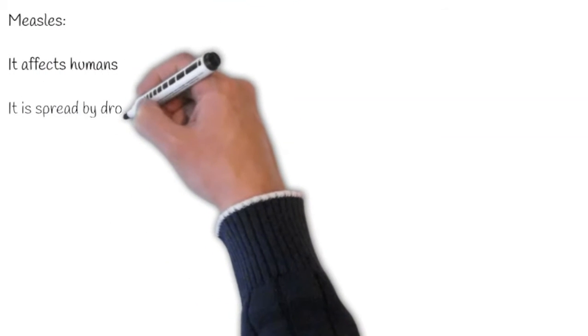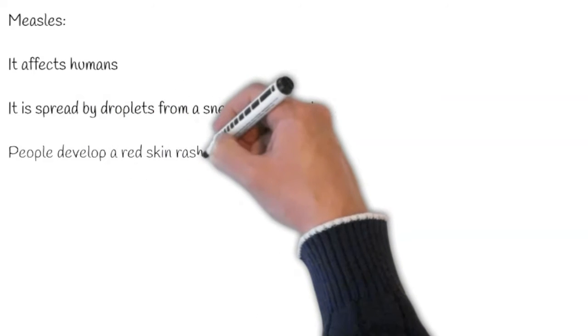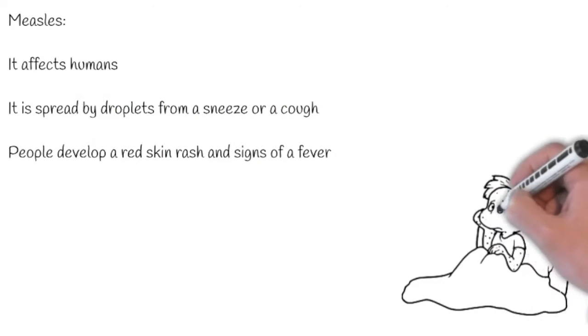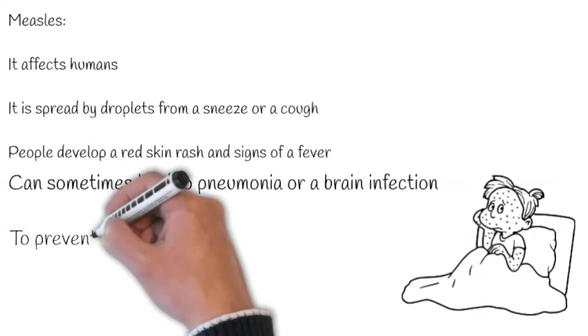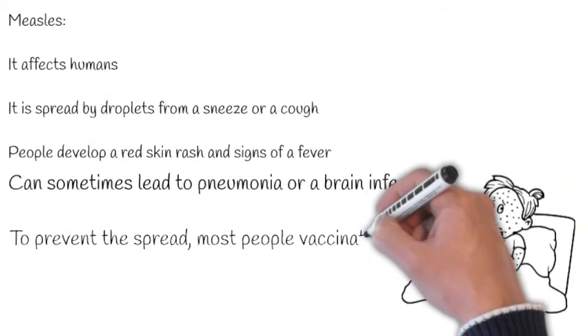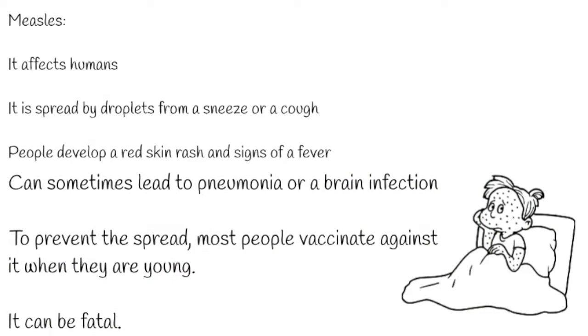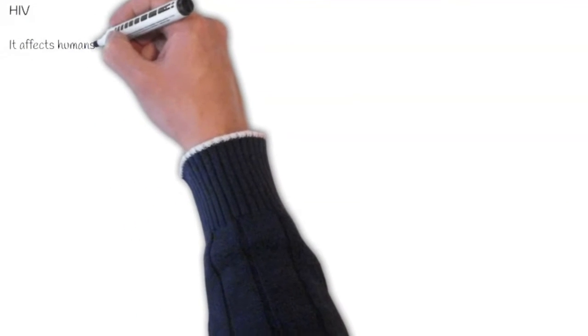Measles. It affects humans. It is spread by droplets from a sneeze or a cough. People develop a red skin rash and signs of a fever. It can sometimes lead to pneumonia or brain infection. To prevent the spread, most people vaccinate against it when they are young. It can be fatal.